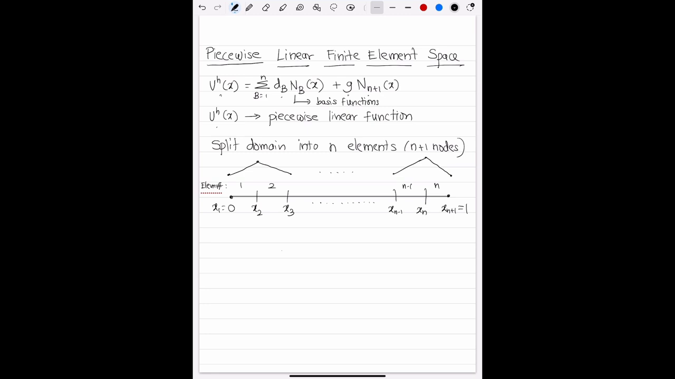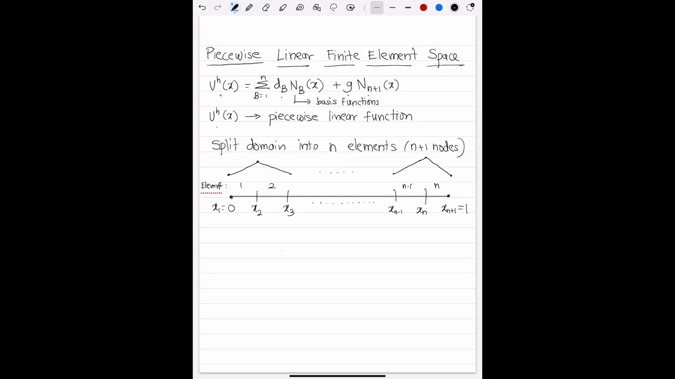In the previous lecture, we discretized the weak form of the Poisson's equation in 1D, and at the end of that, we realized that the approximate solution u_h(x) to the Poisson's equation can be expressed as the summation of d_B N_B plus g multiplied by N_{n+1}(x). Here, the functions N_B are the basis functions.